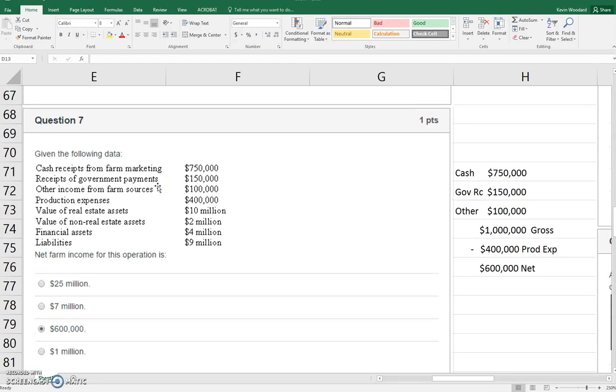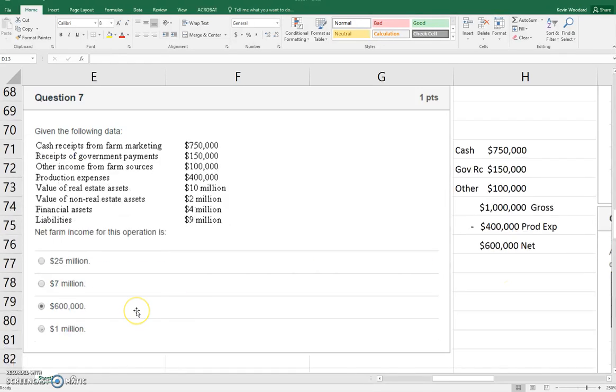This one really is just looking at whether you were paying attention in terms of what goes into that final number. It's asking the net farm income of this operation. So first thing we have to determine is the gross farm income. That's going to be our cash, our government receipts, and then other income. And that brings us to a cool $1 million. We take that $1 million and subtract out those production costs, and that gives us $600,000 of net income.